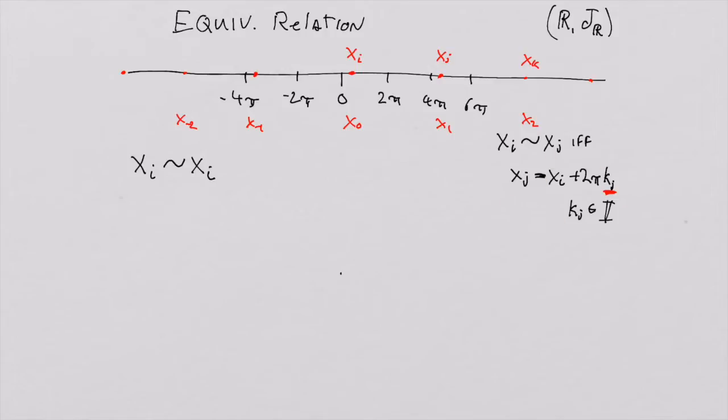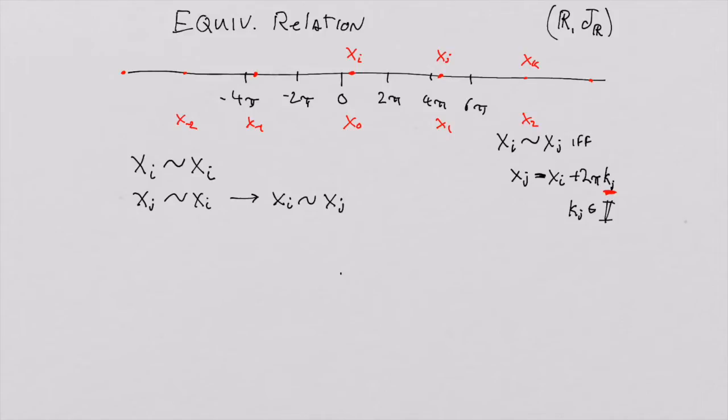The other thing is, well, nothing's really obvious, but if xj is equivalent to xi, then it must be true that xi is equivalent to xj. And for our example equivalence relation, this holds true because I can solve this for xi and I'll get another integer k, and that's all you really need. So xk is equivalent to xi through the integer -2, right? So this is also true.